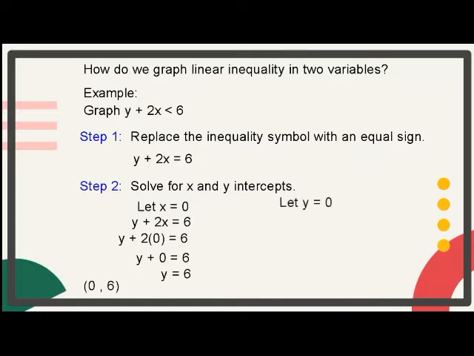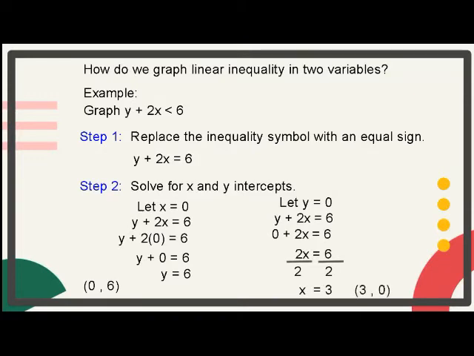Then, let y equal 0. Substitute the value of y to our equation y plus 2x equals 6. We have 0 plus 2x equals 6. Then, solve for x. So, 2x equals 6. To solve for x, divide both sides by 2. So, the value of x equals 3. Our point is 3, 0.